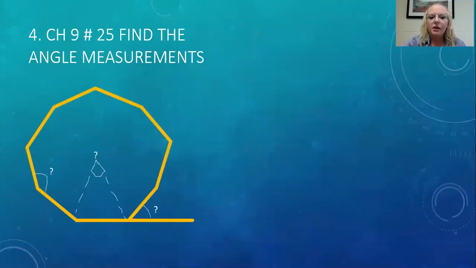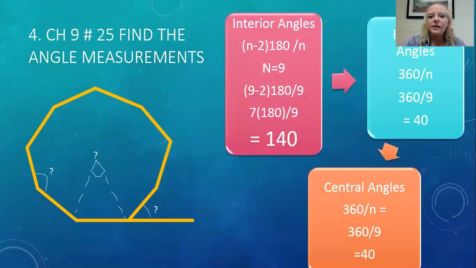Find the angle measurements. Now you might think, how are we going to find those measurements? They don't give us any numbers, no angles, nothing. How are we going to do that? Well, I'm going to tell you about it. To find the interior angle, exterior angle, and central angle, we have an equation for each. But just like the last problem, the number of sides of this shape is going to be so important.